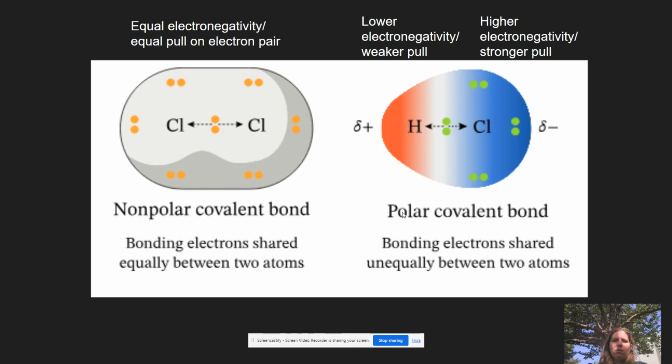And so if you think about the word polar, you might think North Pole and South Pole, you have two opposites. Nonpolar, the ends are the same, so they don't have different poles. Polar covalent, you have a positive end and a negative end. You do have different poles of your molecule.